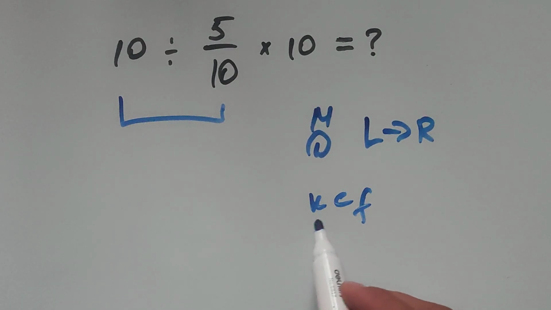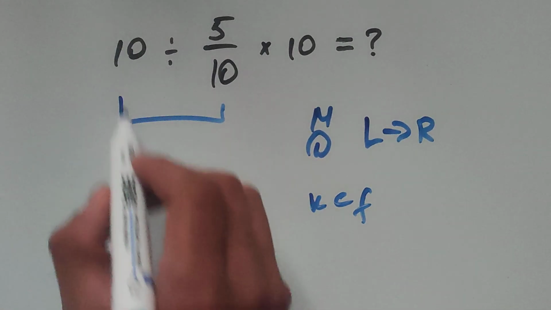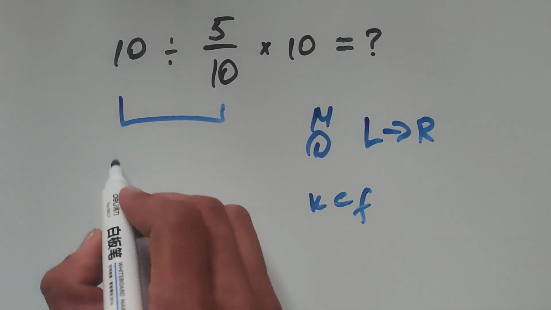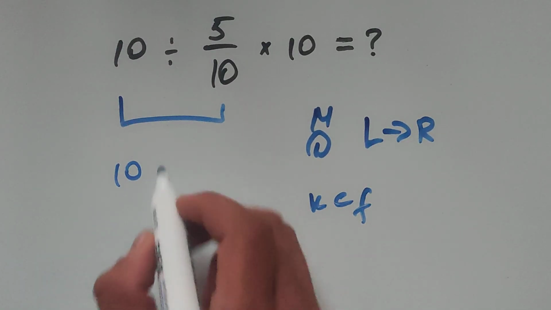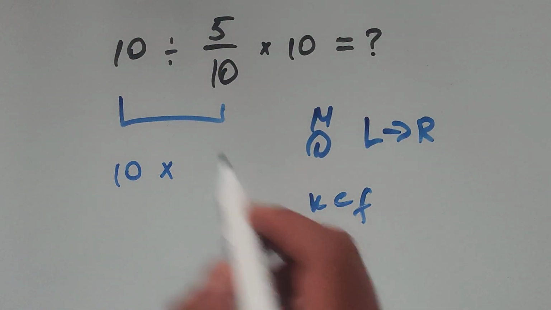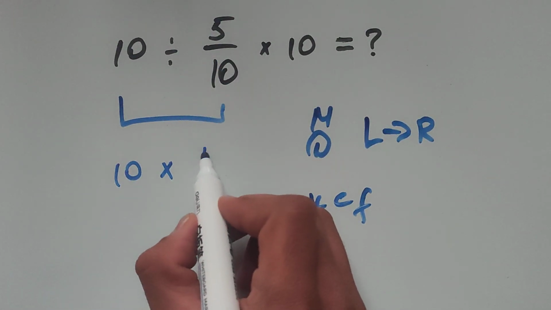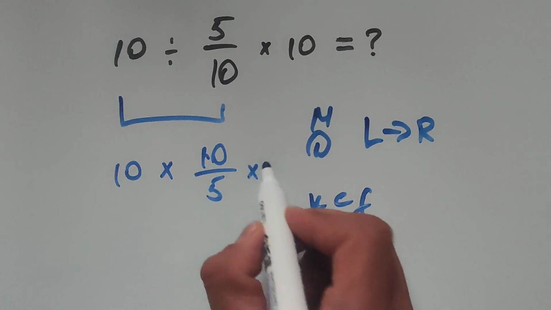K stands for keep, C stands for change, F stands for flip. And according to this rule, first we have to copy this number 10, keep, and change. We have to change division to multiplication, and in this fraction we have to flip: 10 over 5 multiplied by 10.